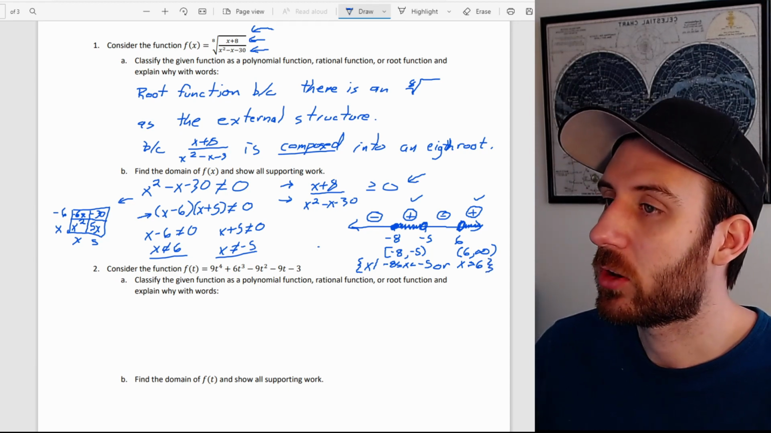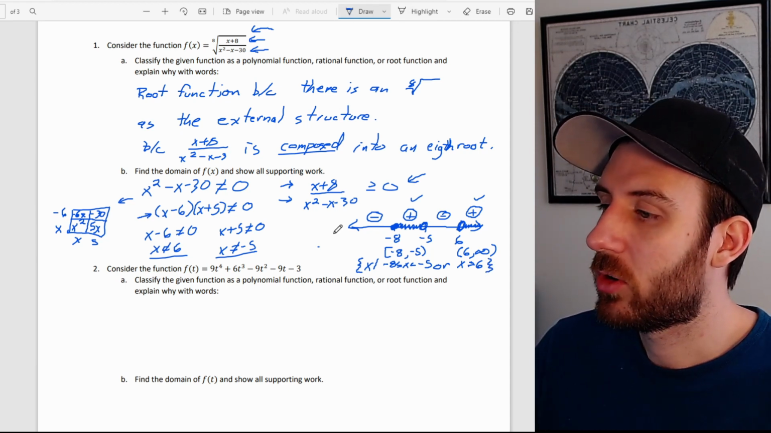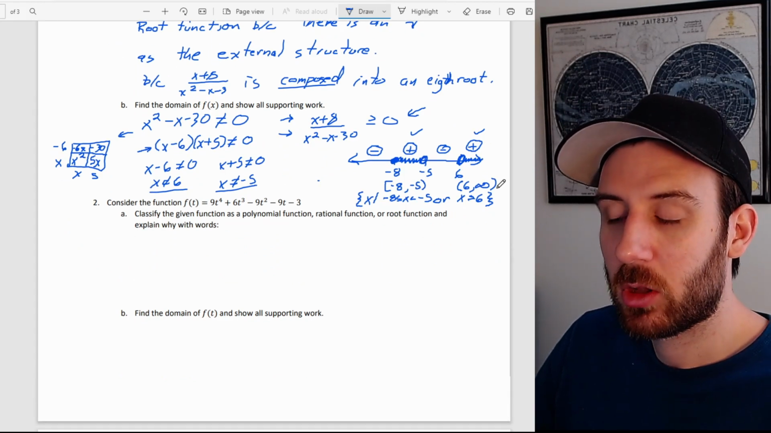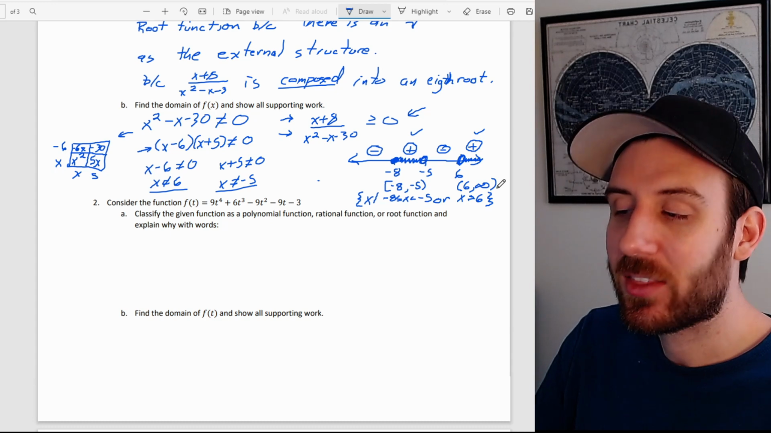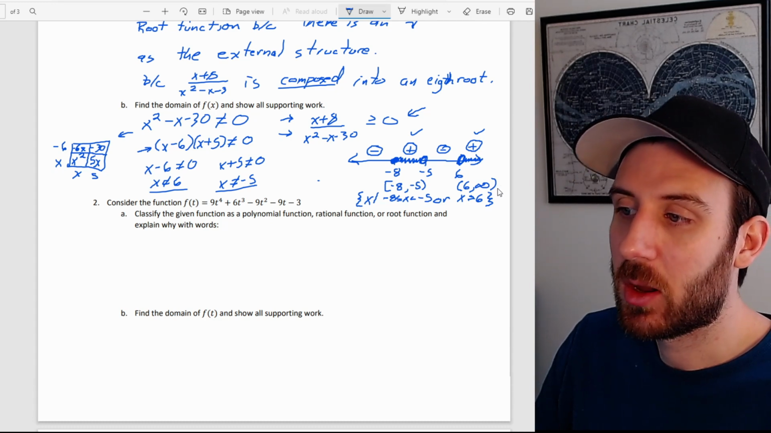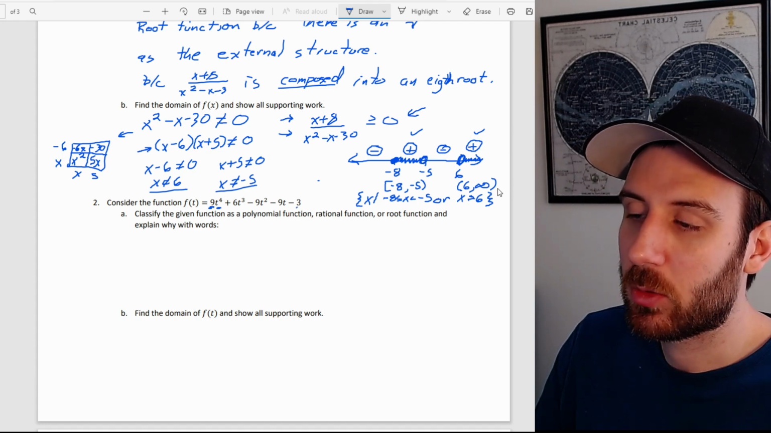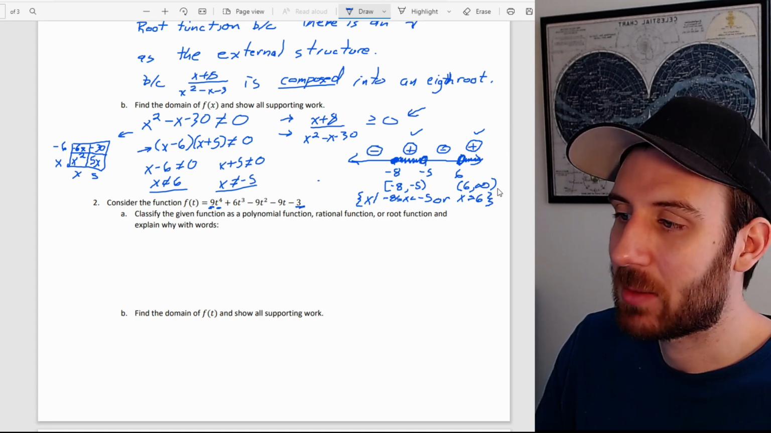Good. Let's now take a look at question number 2. So for question number 2, we're trying to consider this function, and we're going to classify it as a polynomial, a rational, or a root function. Again, this is a polynomial because we have numbers times variables to positive exponents. And over here, we just have these unit blocks at the end. So this is a polynomial.